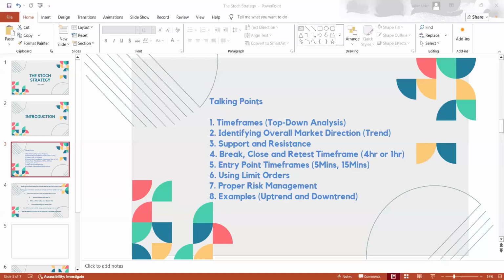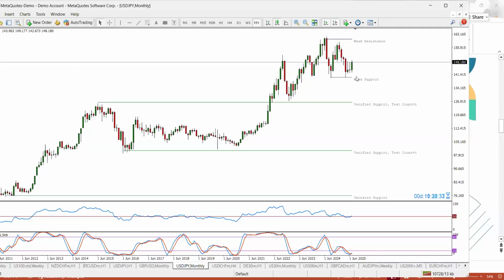You want to plot your areas of support and resistance. Now I'm starting from the monthly time frame. Now, what is the closest? There's a resistance here, there's a resistance here, and there's a support here. Just two. This is the current price here. The closest resistance and the closest support is here.